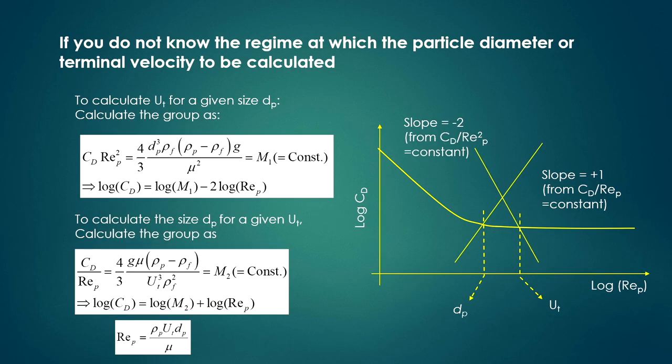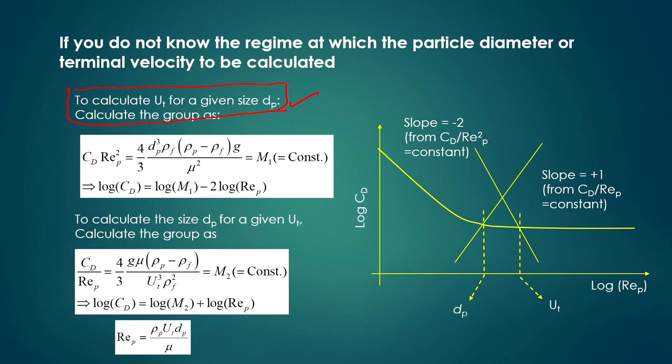Now, coming to the point where you do not know the regime at which the particle diameter or terminal velocity is to be calculated. This is a very important point: you have to calculate the terminal velocity where you do not know the regime. So, how to do that? There are actually two methods to calculate here. One is to calculate ut for a given particle size. This is case one, where you have to calculate the terminal velocity if you know the particle diameter.